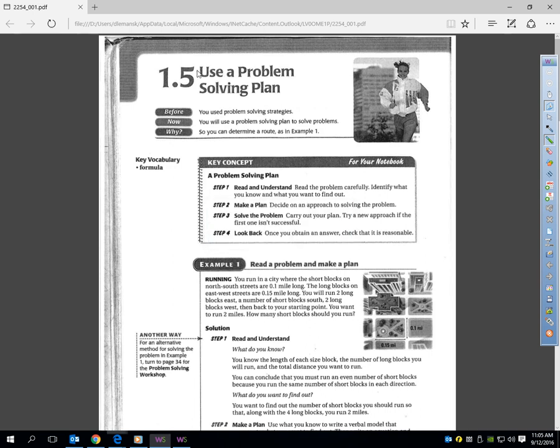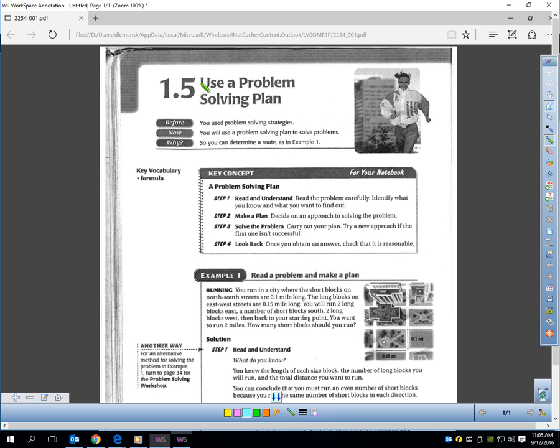Hi, this lesson is on section 1.5, which is using a plan to solve a problem. There's 4 steps that you should follow when you're reading a word problem and you're attempting to solve it. I'm going to read them off real quick, and I would definitely write these in your notes.